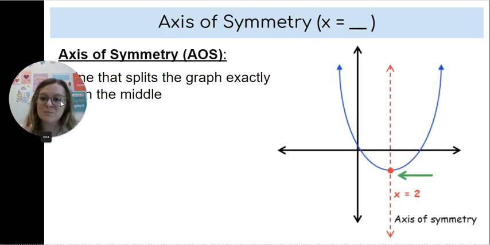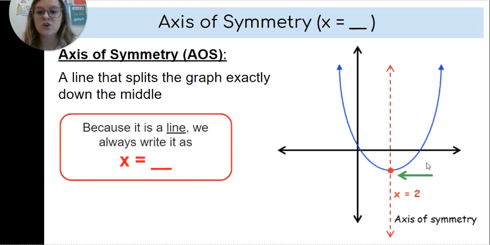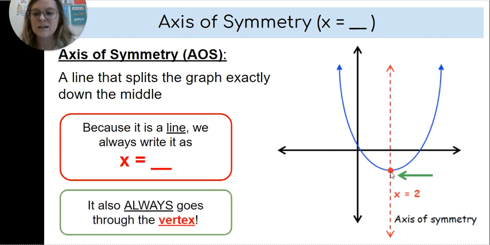Okay, speaking of splitting down the middle, this is our axis of symmetry, okay? So the axis of symmetry is a line that splits the graph exactly down the middle. So it's always going to go through the vertex. So here's our vertex right here. The axis of symmetry is this line that is dotted right here. And because it is a line, we always have to write x equals the number. So here I would say x is equal to, what point does it go through? 2, okay? And then lastly, it's always going to go through the vertex, like I said. So that's the axis of symmetry. What's nice is if you have the vertex, x comma y, it's always the x value of the vertex.